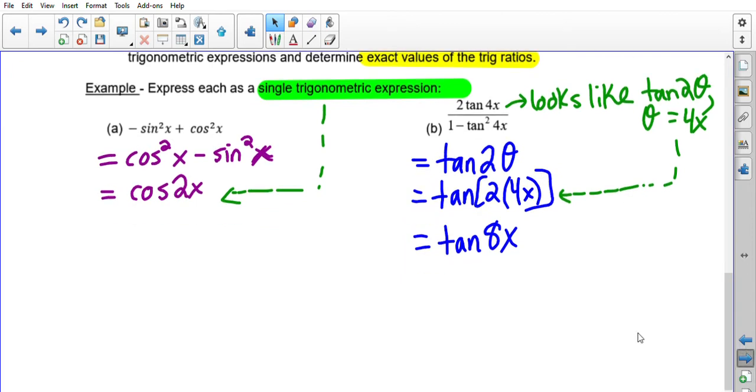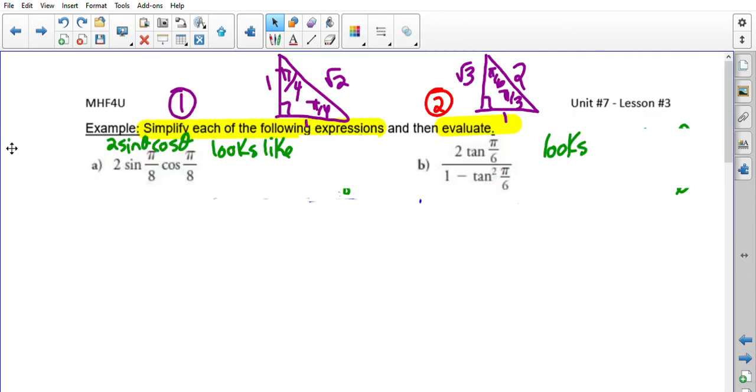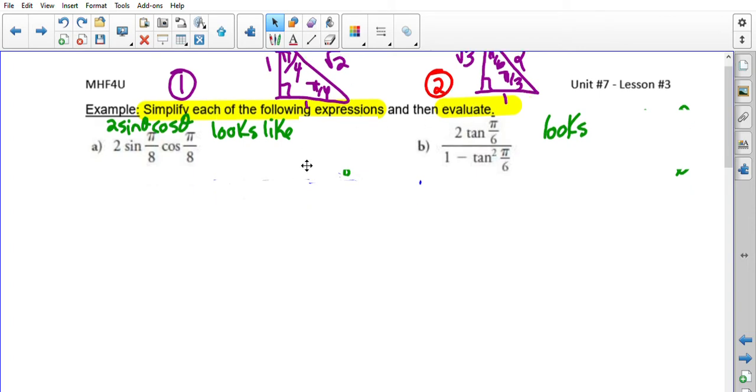All right, let's turn over. Now let's simplify each of the following expressions. Very similar to what we were just doing before, and then we're going to evaluate. So now we're going to see how it's helpful to simplify first and then evaluate. Also, you can draw your special triangles at the top here. This is going to be helpful when we have to evaluate for exact values. So draw those in. Step 1, here in purple, we're going to simplify. Step 2, we're going to evaluate.